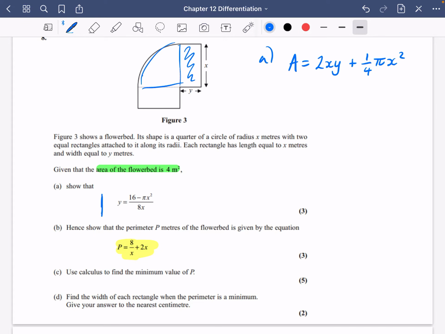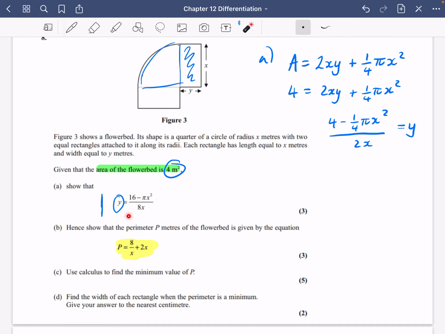And they've said that the area is 4. So I'm going to replace a with 4, and I'm going to get 2xy plus a quarter pi x squared. So let's do some rearranging because I want to find out what y is equal to. So it's going to be 4 minus a quarter pi x squared, all divided by 2x is equal to y. So it's nearly the same as this, but things look a bit different.